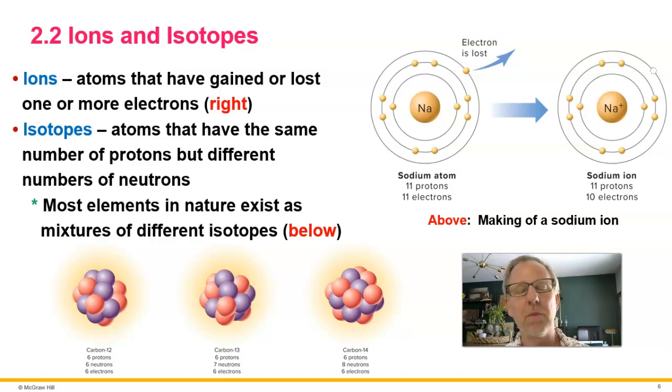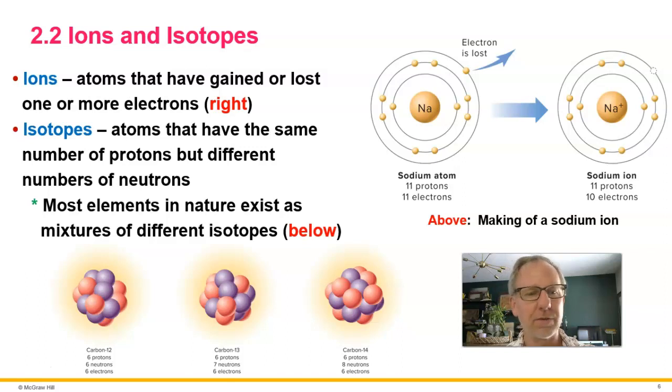There's an example on the bottom of your slide. The example is of the element carbon. So carbon always has how many protons in its nucleus? We've mentioned this a couple slides ago. 6. It has an atomic number of 6. So every carbon atom has 6 protons. But look at the picture on the bottom. It's showing you 3 different variations of the carbon atom, 3 different isotopes.